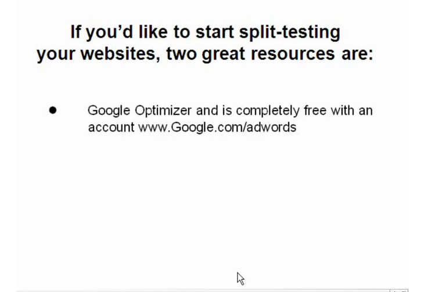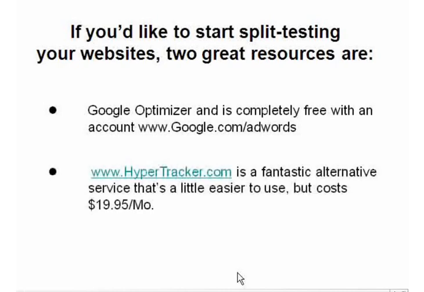So how can you do this? Well, there are two great resources that you can start using immediately. And the first is Google Optimizer. It's completely free as long as you have an AdWords account set up with Google, which is also free to set up. And you can do that by going to google.com/AdWords.